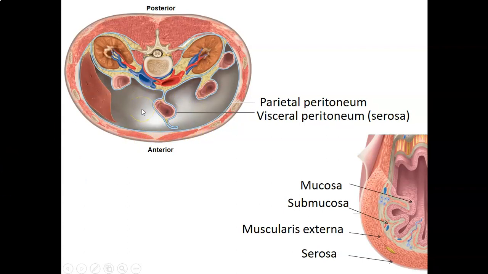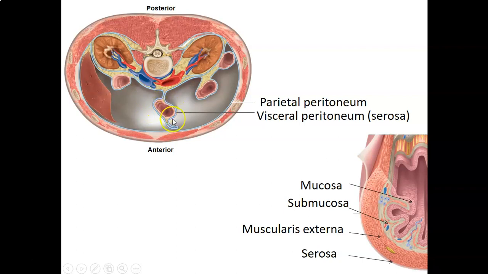And the visceral layer is the layer lining the outside of the GI tract, right here. While the parietal layer is lining the inner wall of the abdominal cavity and the other organs in the area. So all around here, anywhere that it's lining other organs, not the GI tract, and lining the outside of the stomach wall. The visceral peritoneum has another name. It's also named the serosa.